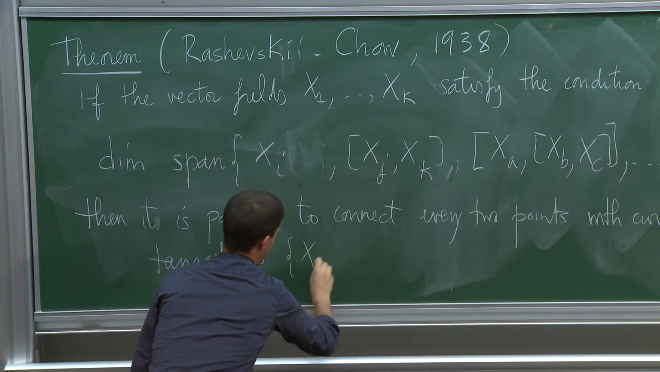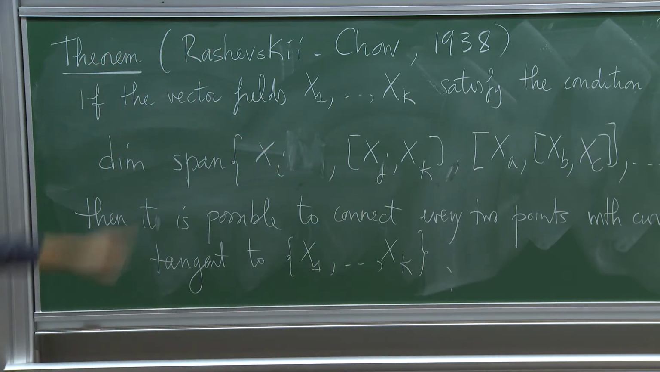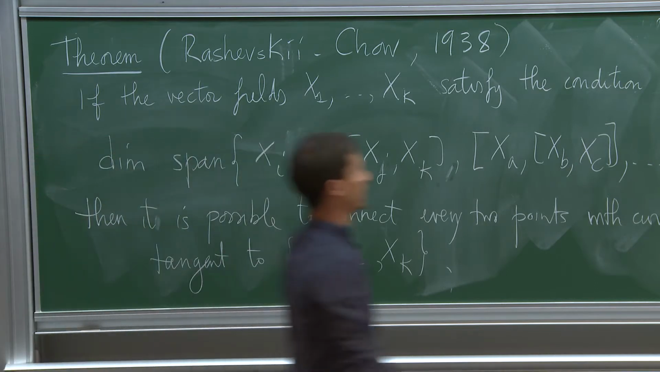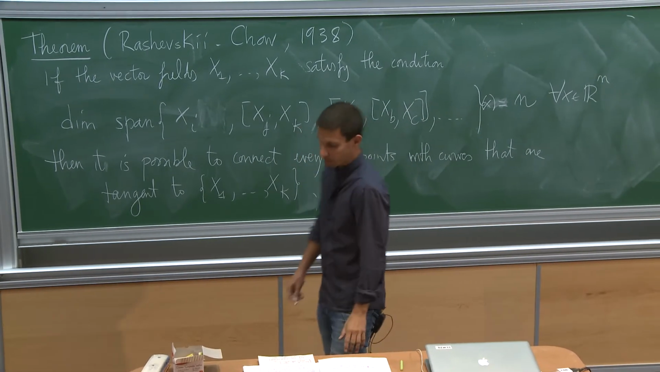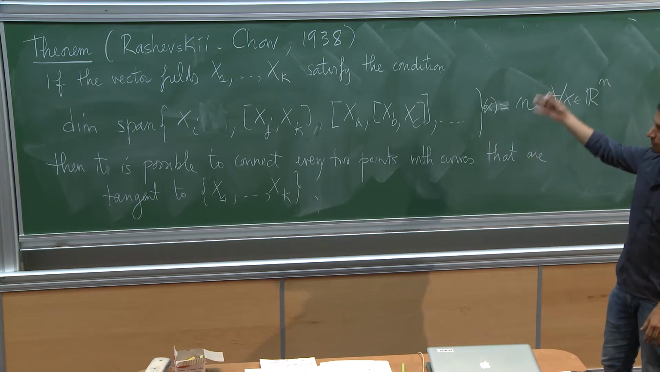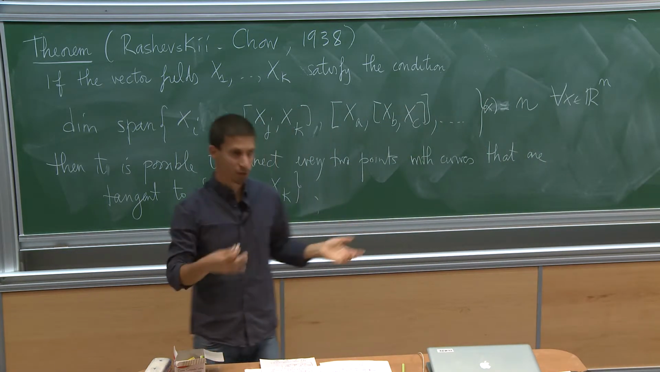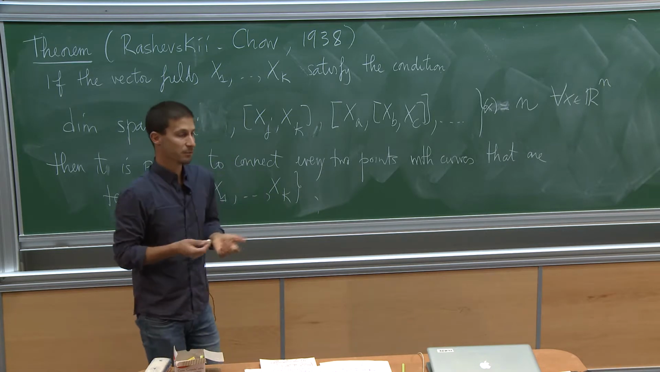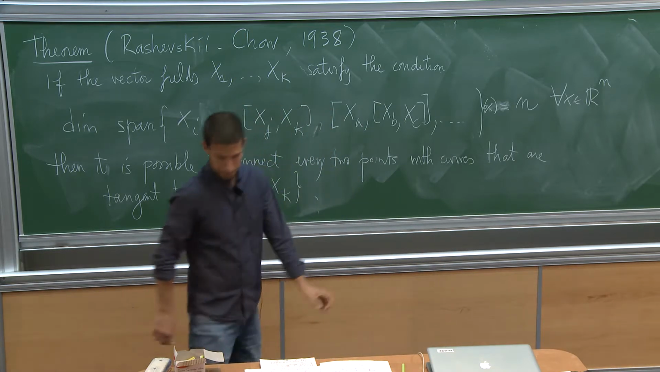To this family, in the sense I have specified there. Okay? Okay. This is a kind of natural answer after all this discussion. And once we have this possibility here to join every pair of points, then we can introduce some distance, as we have done in the Heisenberg group, by choosing a notion of length of curves. Okay.